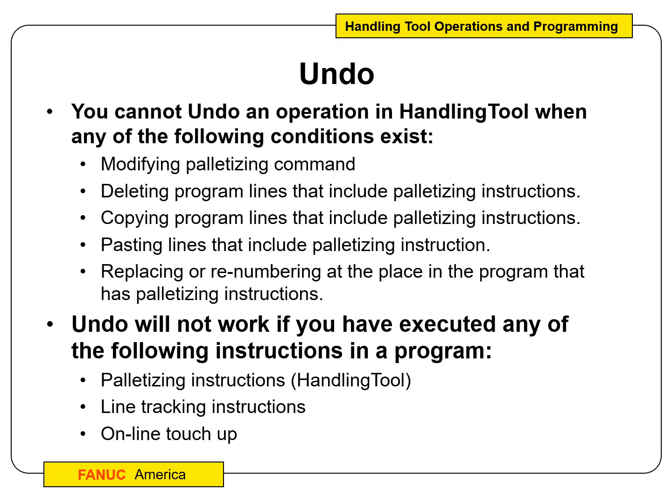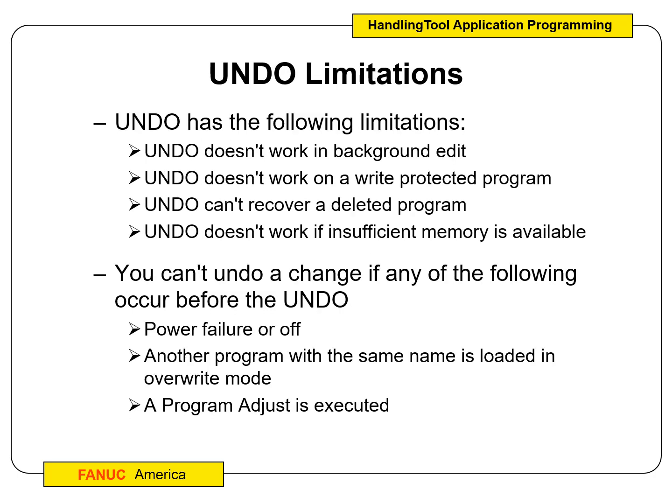What can it do? Anything to do with palletizing. And again, we don't talk about palletizing in this course, so nothing to do with that, or line tracking, which you also don't touch, or online touch-ups, which we don't really discuss. It also won't work with background editing, which we don't cover in this course. If your program is write protected, it won't undo that. If you've deleted the program, it will not do an entire program delete, and that would be one from the select menu. And if you get really tight on memory, this is one of the things that will stop first.